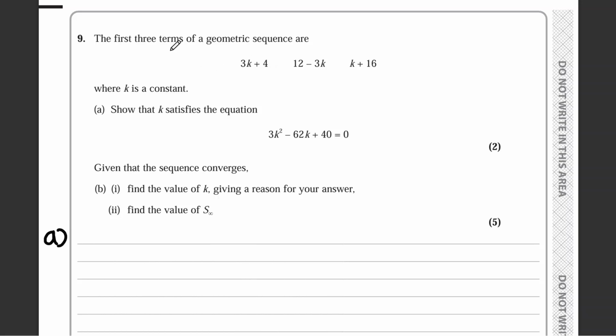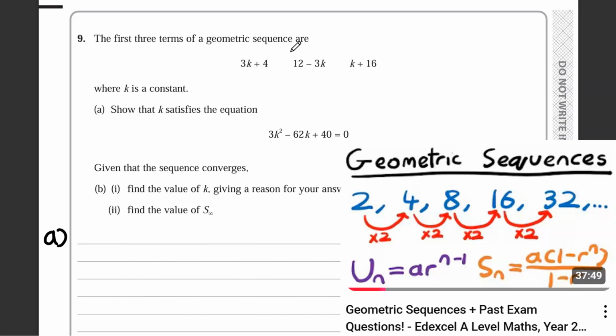Okay, so for question 9, we're told that the first 3 terms of a geometric sequence are 3k plus 4, 12 minus 3k, and k plus 16, where k is a constant. And for part A, we need to show k satisfies this equation here for 2 marks. So as the question tells us, this is to do with geometric sequences and series.